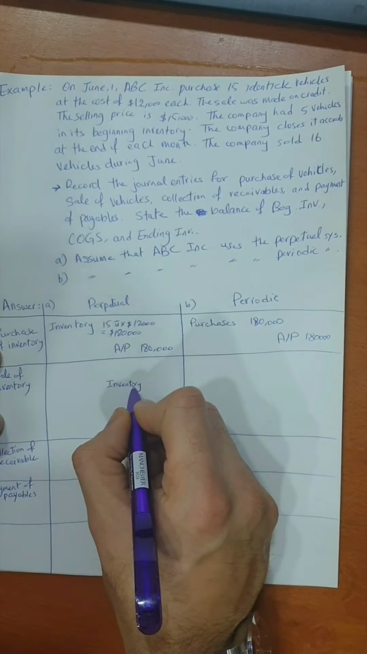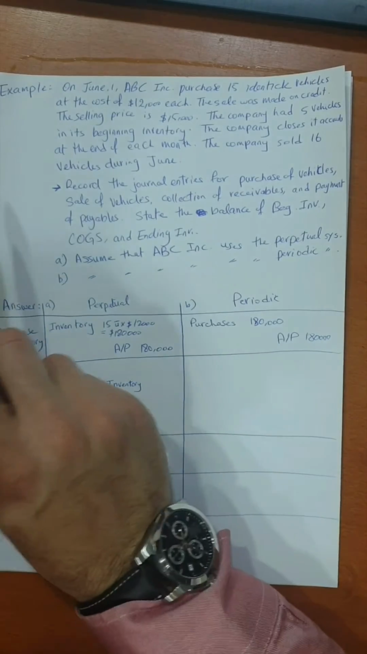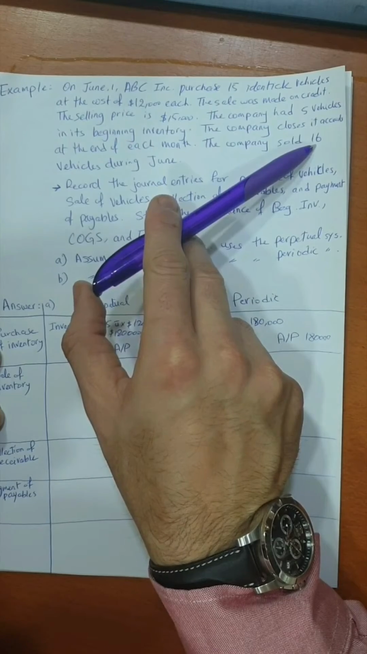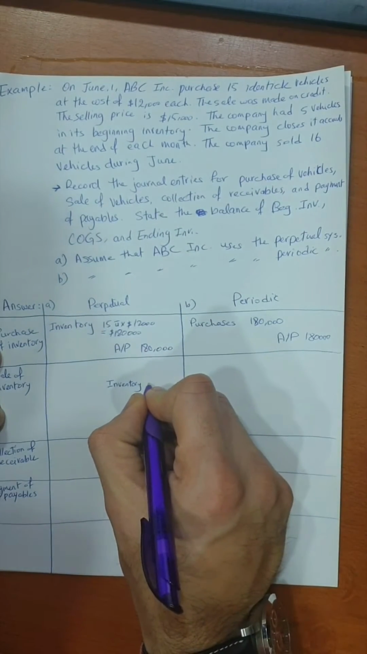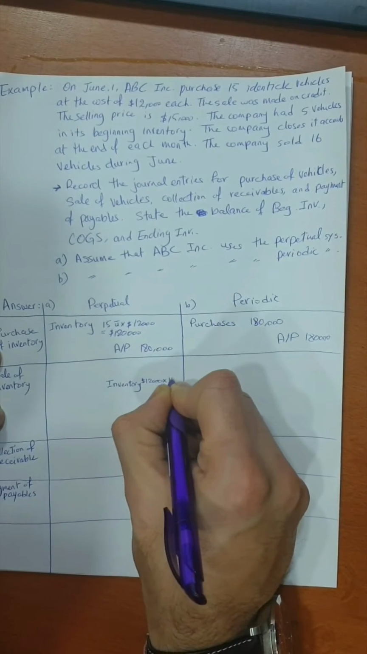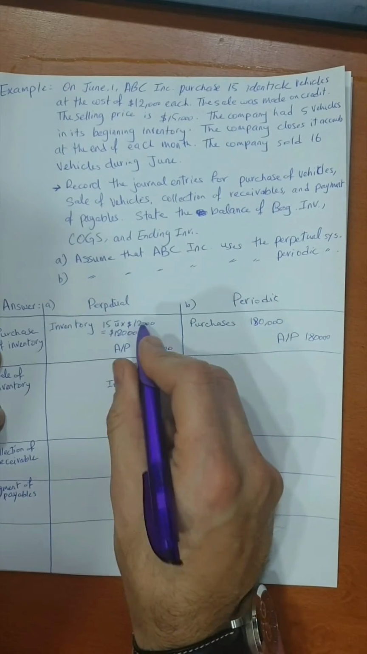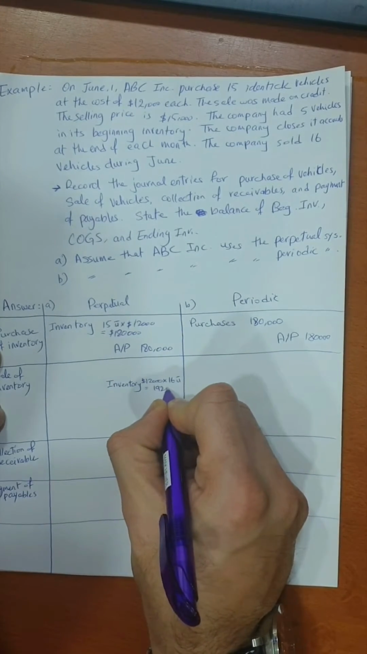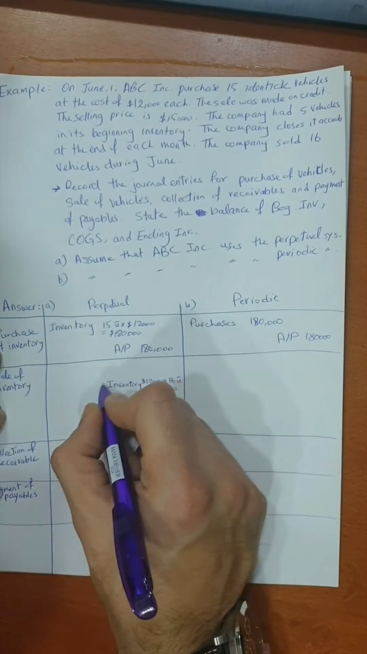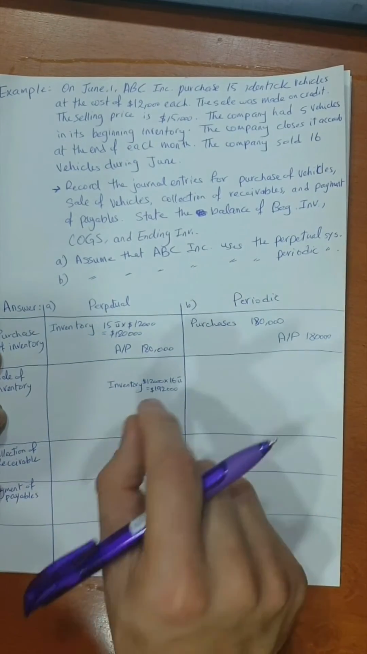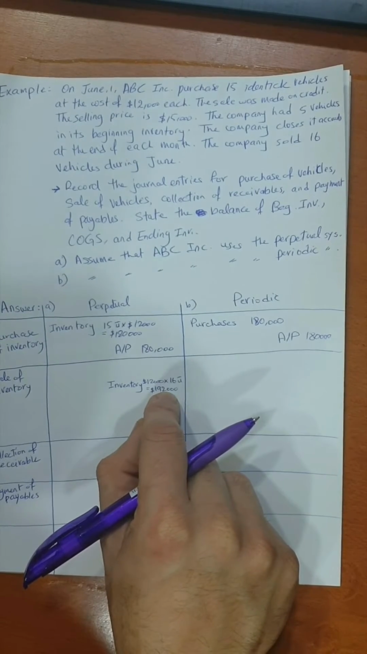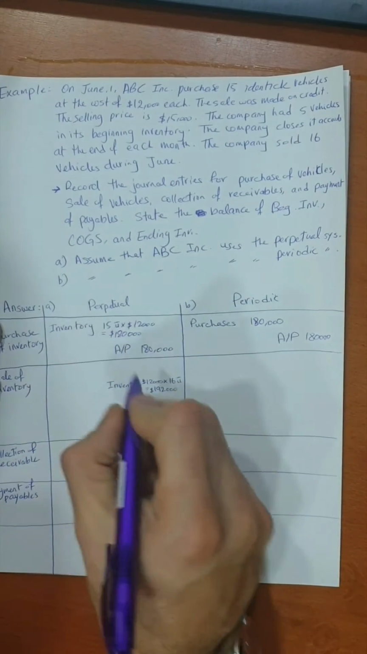the value of the inventories that were sold is 12,000, which is the cost, multiplied by 16, right? So this will be $12,000 multiplied by 16 units. So this is 180, add to it 12,000, so $192,000, right? This value is the cost of the units that were sold. This is what you paid to acquire these vehicles, and therefore this is the cost of the goods sold.